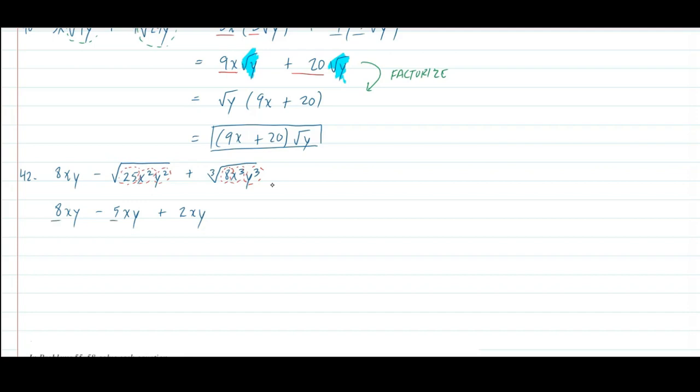8 minus 5 plus 2. Notice how x and y are all like terms, right? So 8 minus 5 is 3. 3 added to 2 is 5. So you end up with 5xy as your final answer to number 42.